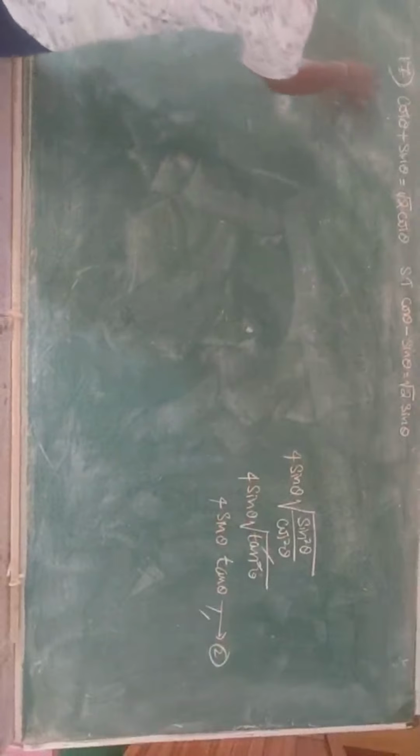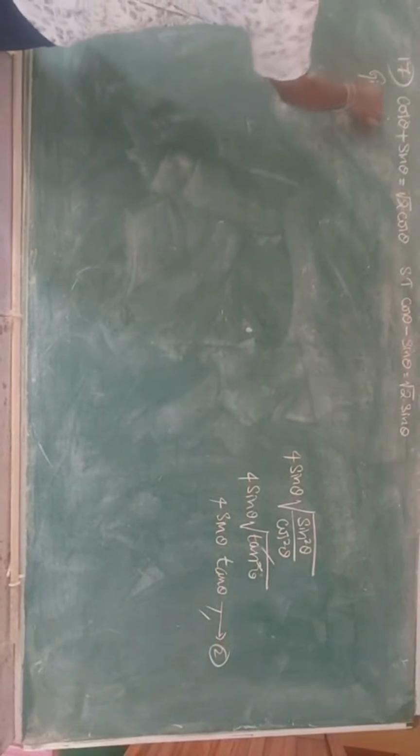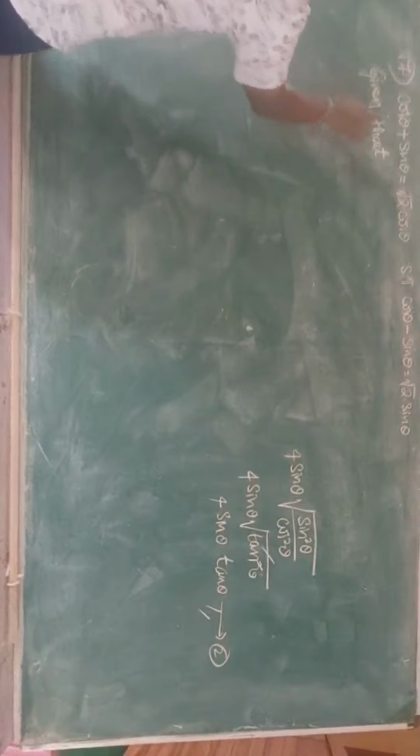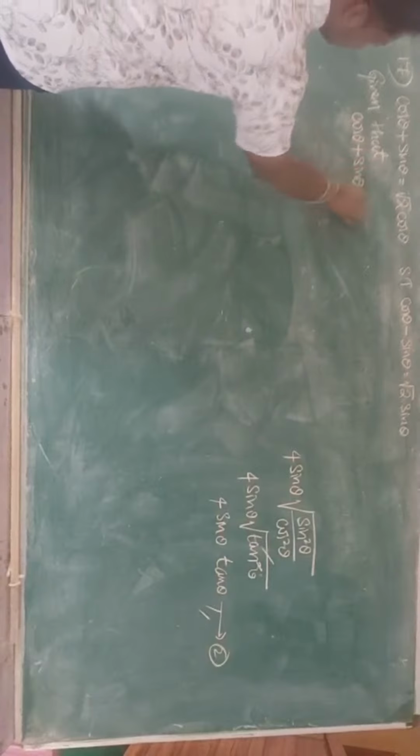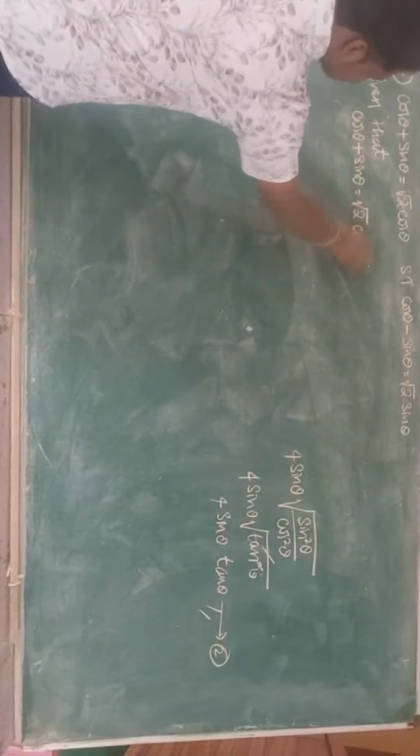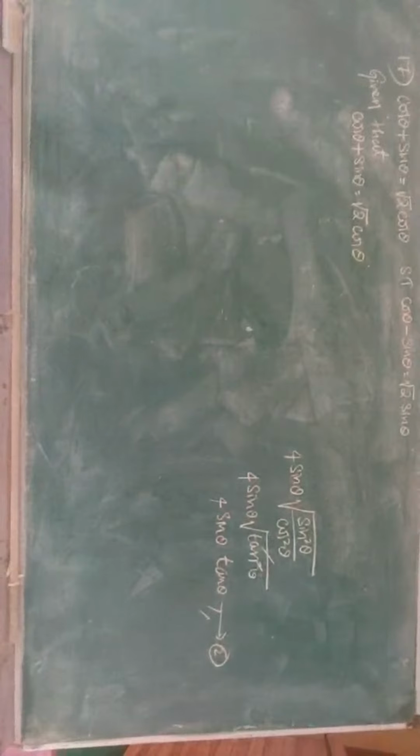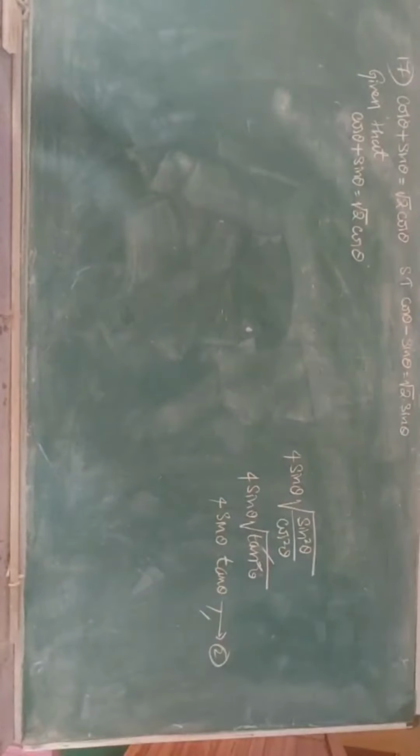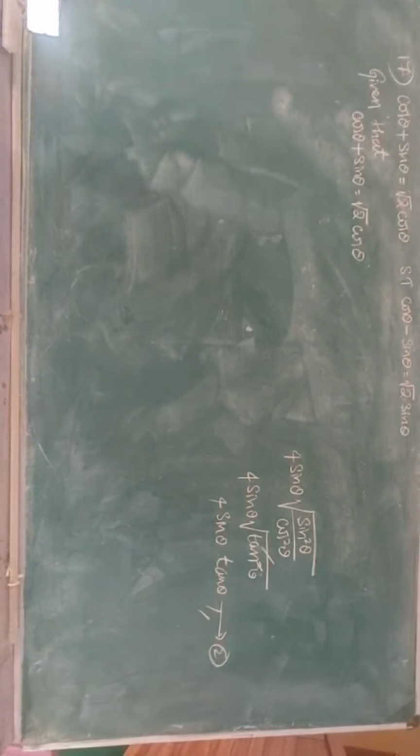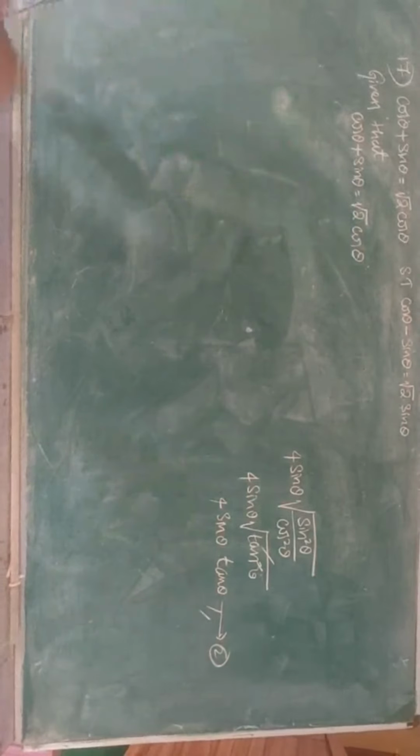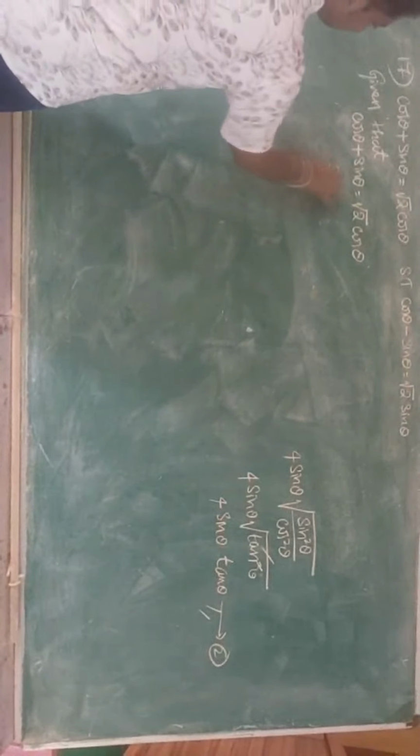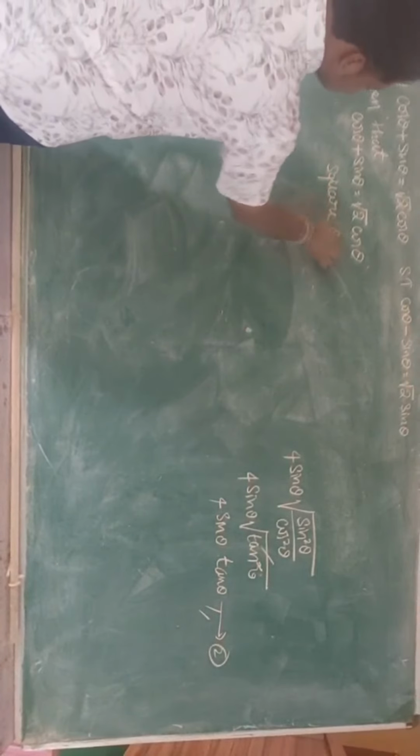Yes sir. So given that cos theta plus sin theta is equal to under root 2 cos theta. So how can we solve this? Yes, any idea? So first we can square on both sides, because here under root 2 is there. So square on both sides.